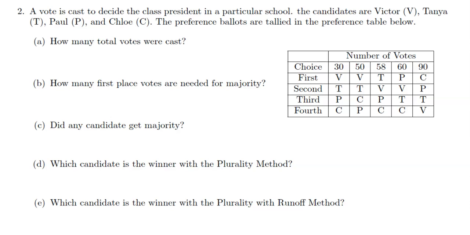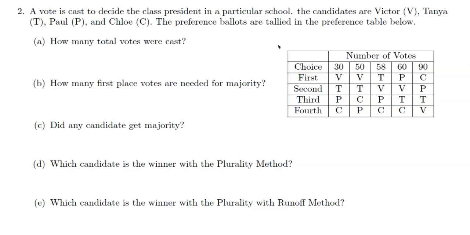We are working on question 2 on the worksheet for section 14.2, talking about those fairness criteria. So we've got this example here. A vote is cast to decide the class president in some particular school. The candidates are Victor, which we have as V, Tanya is T, Paul is P, and Chloe is C, and we can see all the ballots recorded in our preference table down here.